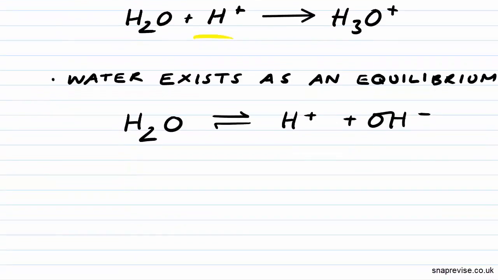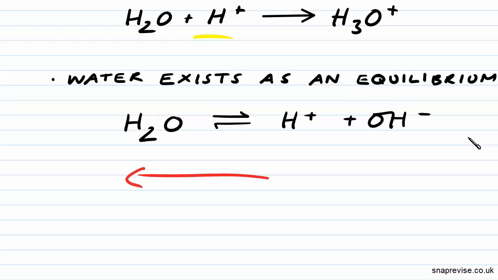Now, water actually exists as an equilibrium between the H2O, the water molecule, undissociated, and H+ and OH- ions. Now, in reality, the equilibrium lies well over to the left. Very little water exists in its dissociated form at any given time.